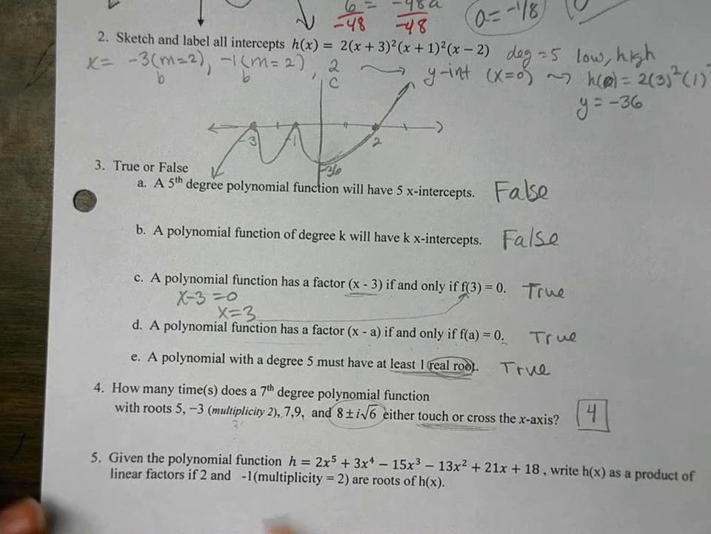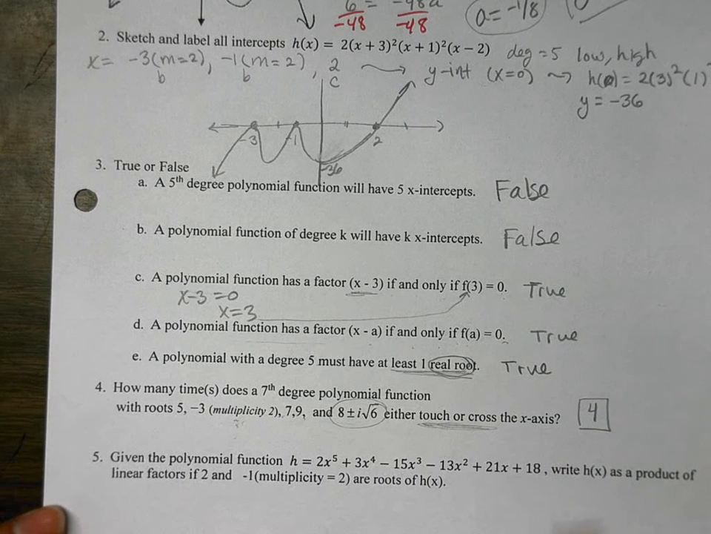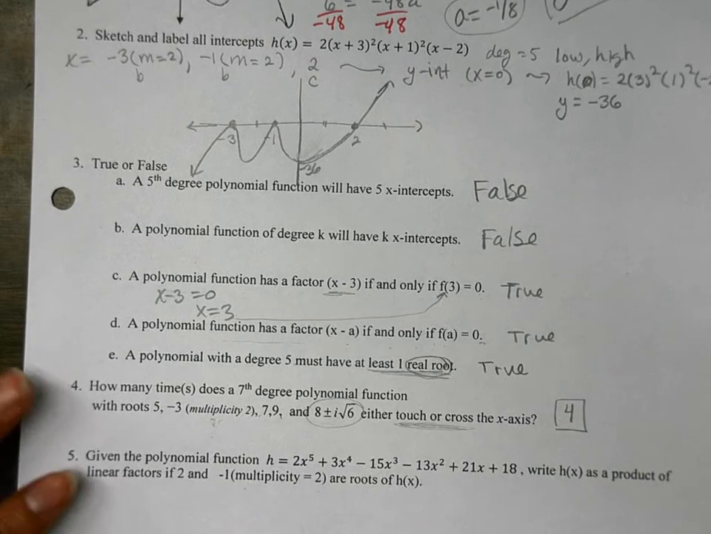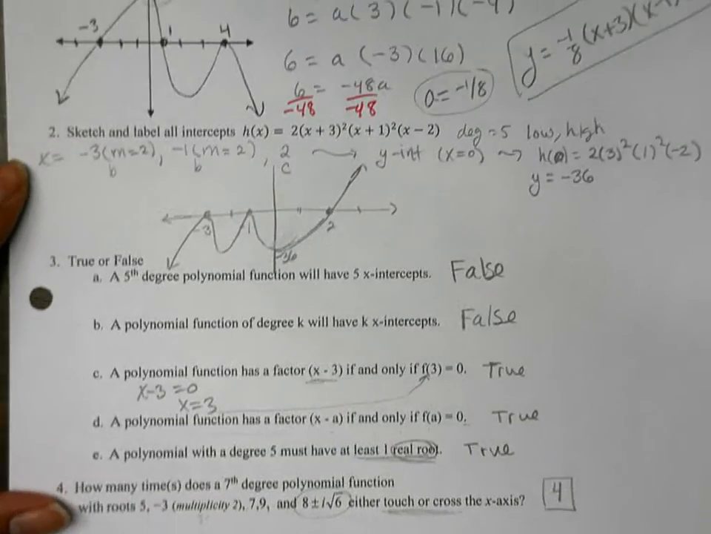All right, given the polynomial, write it as a product of linear factors if 2 and negative 1 with the multiplicity of 2 are roots. We will not have time to finish this, so I'm going to stop here, and we're going to continue with this when? Tomorrow.